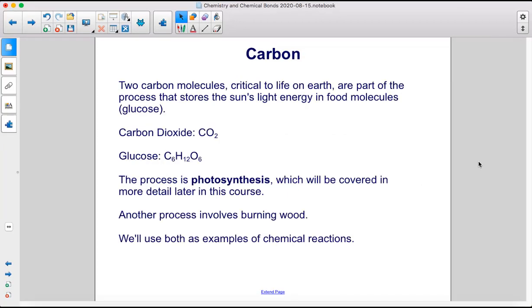2 carbon molecules critical to life on Earth are part of the process that stores the sun's light energy in food molecules as glucose. Carbon dioxide, CO2, glucose is C6H12O6. The process is photosynthesis, which will be covered in more detail later in this course. Another process involves burning wood. We'll use both as examples of chemical reactions.